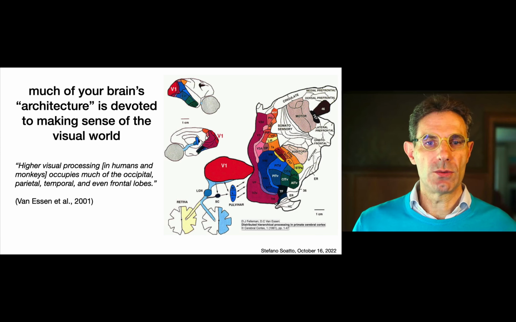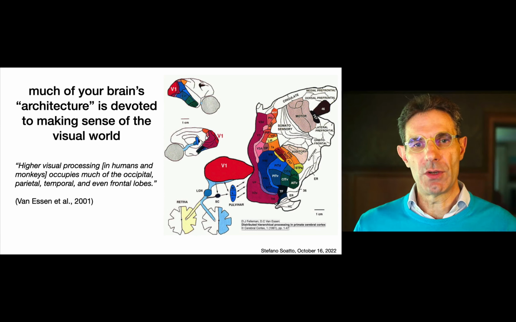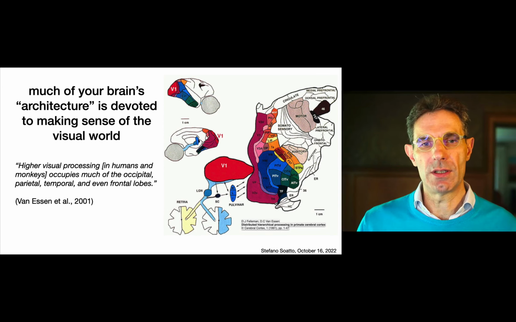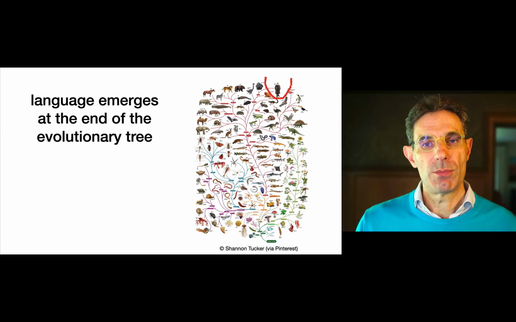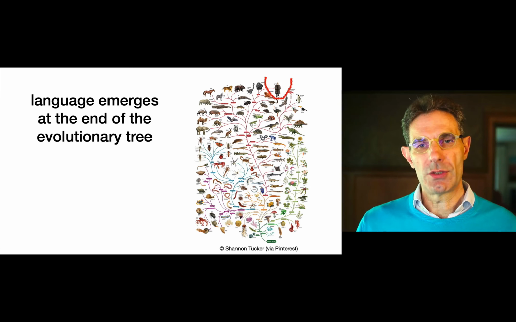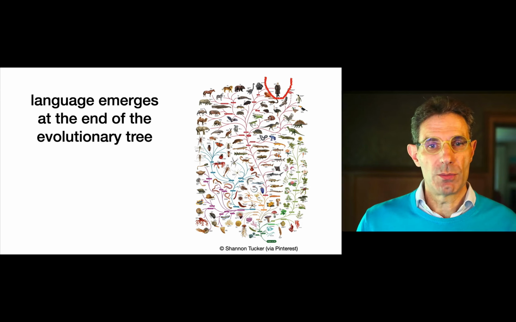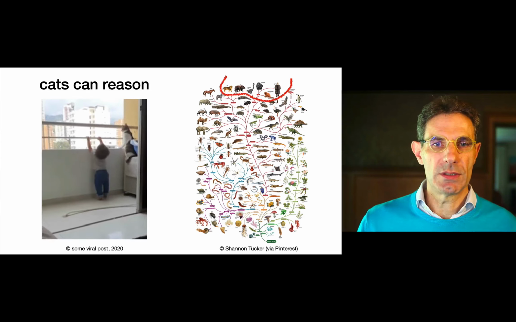And as a reminder, while much of your brain is devoted to processing visual information, about half of your cortex if you're a macaque monkey, shown here in color, language emerged very late in the evolutionary tree. Does it mean that visual objects are a concept restricted to humans?